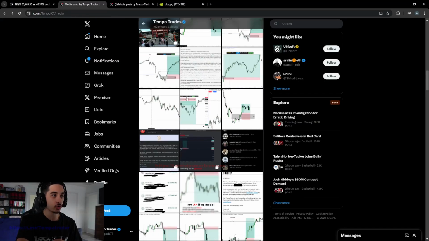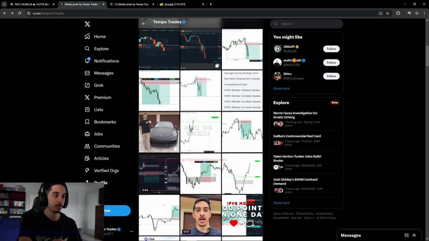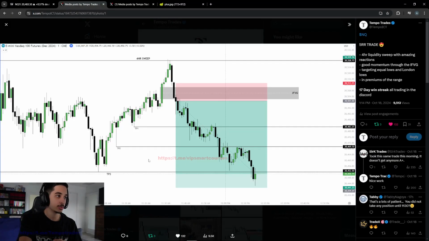And the next thing is draw on liquidity. When you take an IFVG setup, what are you aiming for? Okay, I'm going to try to find an example here. I mean, this is an example. I want to see if we have equal lows.